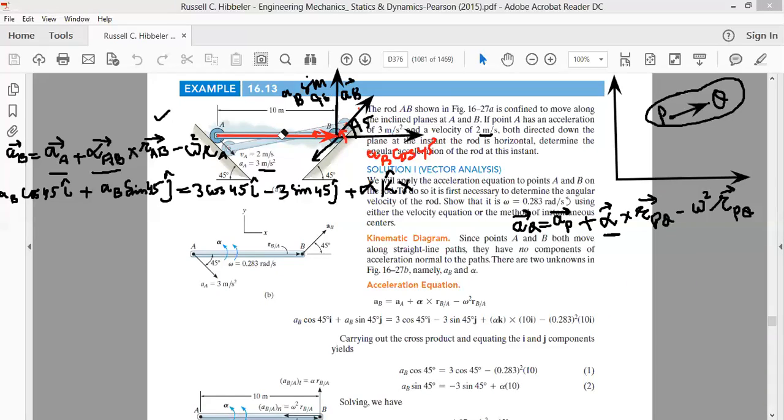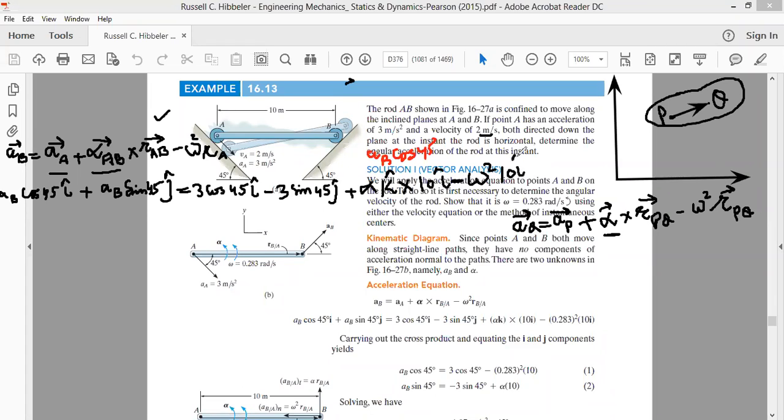As far as the vector AB is concerned, at the instant that is given to us, its magnitude is 10 meter and it's along the x-axis. So we'll write this as 10 i cap. This is vector AB for us. Minus omega square, we don't know the angular velocity magnitude, so we'll write this as omega square itself, and R_AB vector is 10 i cap.